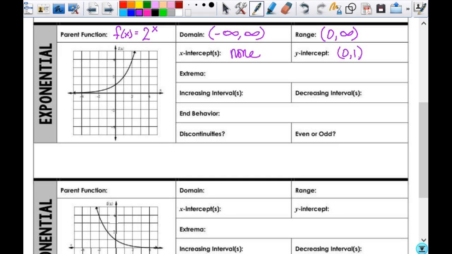Well, yes, 1 to any power is 1. But my x value is 0. So 2 to the 0 power is what? 1. What's 7 to the 0 power? 1. What's 1,000,000 to the 0 power? 1. That's what you were trying to say. I know what you were trying to say, but it wasn't coming out right. So anything to the 0 power is 1. So no matter what the base is of my parent function, this right here is still the same.